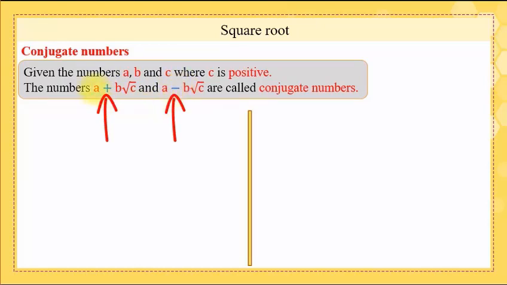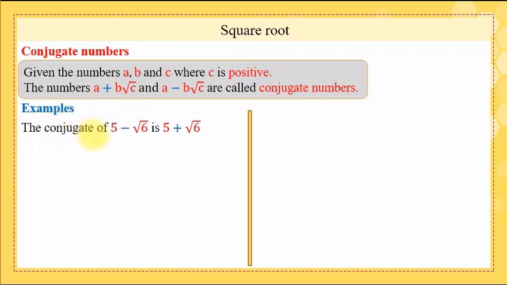Pay attention that a has the same sign in both numbers, but we change only the sign of b radical c. Let us illustrate this concept by some examples. The conjugate of 5 minus radical 6 is 5 plus radical 6. We change only the sign of radical 6.